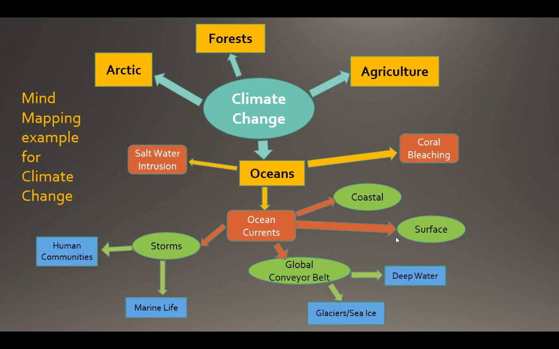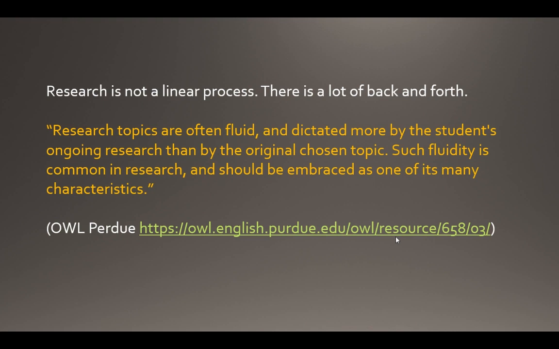But you look at the global conveyor belt and its effect on glaciers and sea ice or on deep water, or you might be interested in storms, how they're going to affect human communities or marine life. Once you finish this, you can begin looking at these topics and you see the order and create a viable research avenue to pursue. It's important to remember that research is not a linear process.